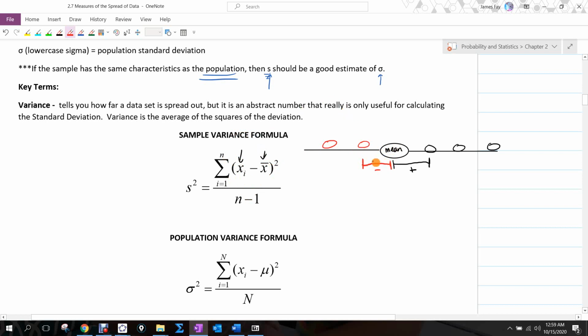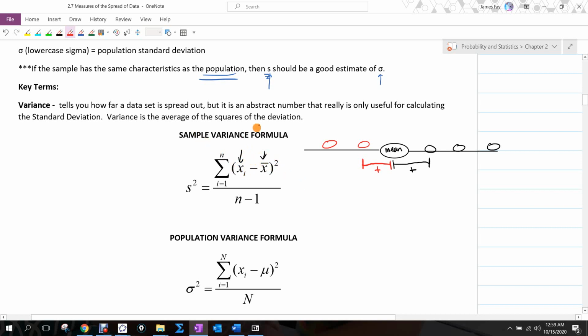This negative deviation would actually cancel out this positive deviation, and potentially every data set is then going to have a deviation of ultimately zero, or negative, which wouldn't make much sense. So what we do is we square things. Now everything's going to be positive, and then we can sum those things up, so we'll have a numerator that is always positive. So that's why we have to square.